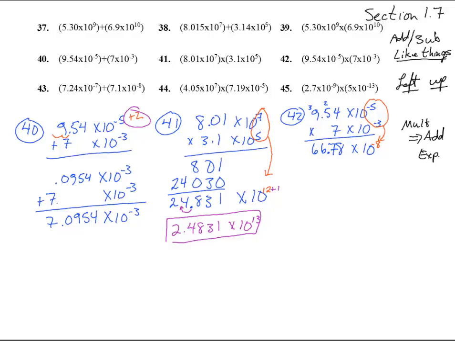We are not done. We have to move this decimal so it's in proper scientific notation. We have to have only one digit on the left of the decimal, so we've got to move it right over there. So we have 6.678 times 10 to the, now if we moved it left, we go up 1, and we get 10 to the negative 8 plus 1 is negative 7. So there we have the answer to number 42.